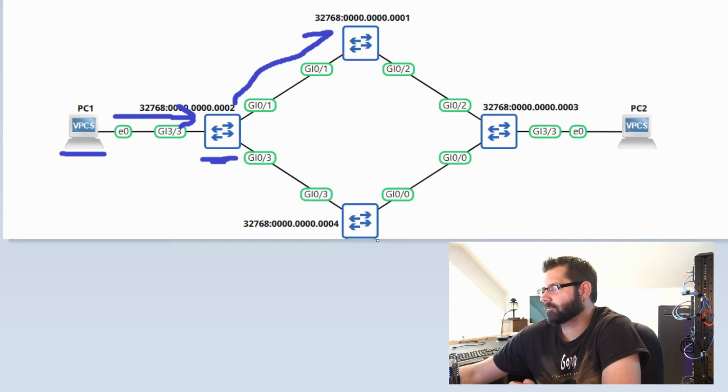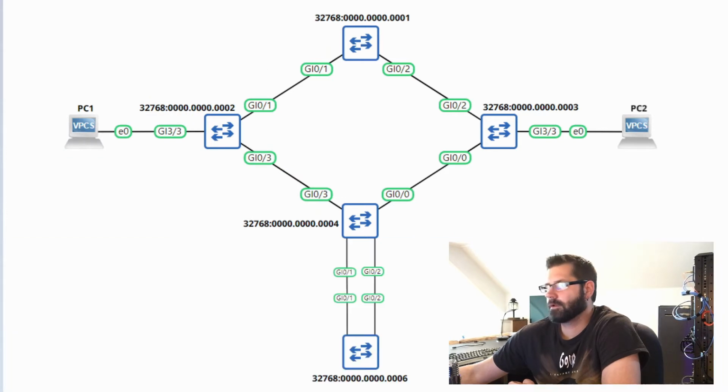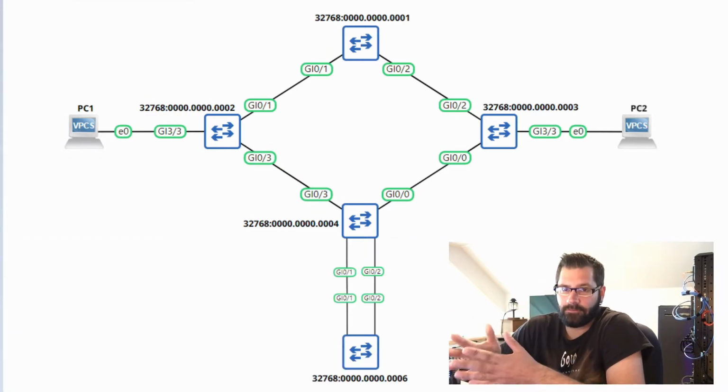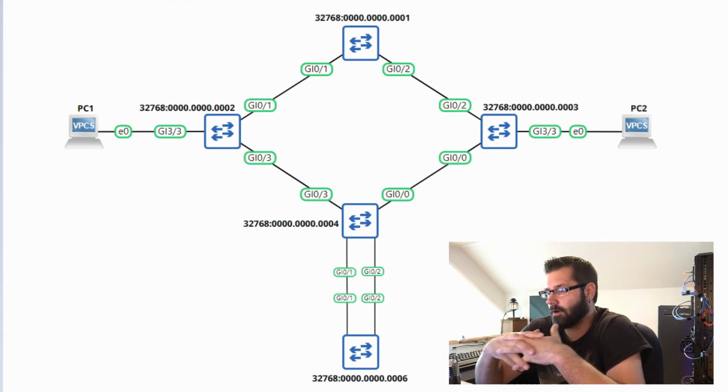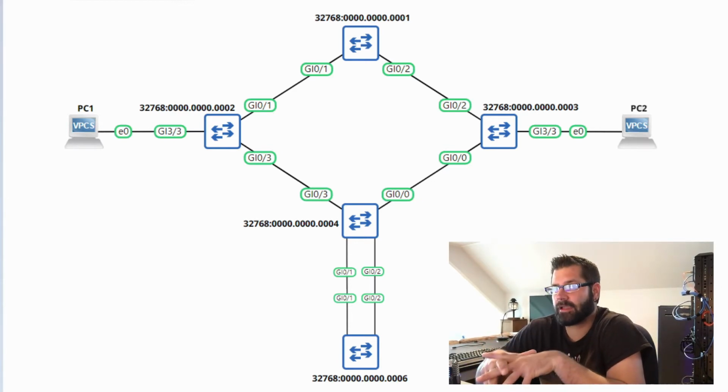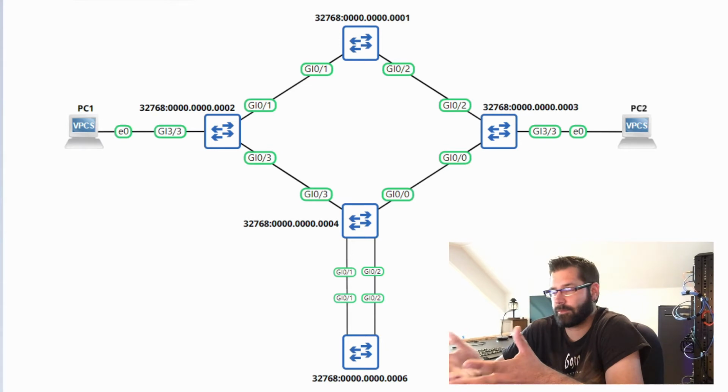Oop, I'm going to get rid of all this. So we have duplicate frames, flapping MAC address tables, and broadcast storms. So spanning tree exists to prevent that. It will logically block one or more links, depending on the topology, to prevent that from happening.